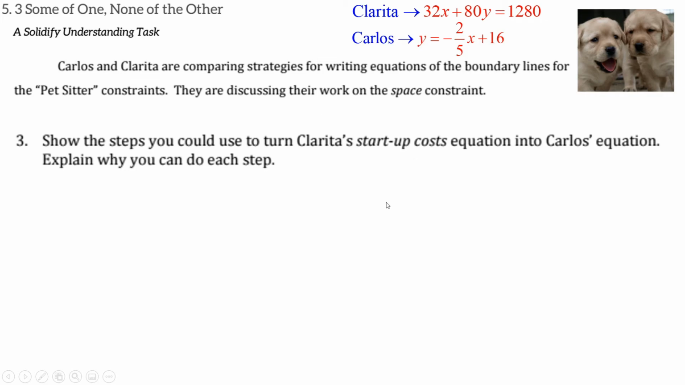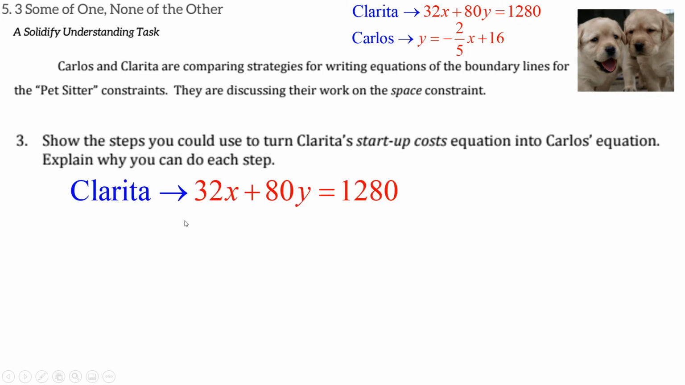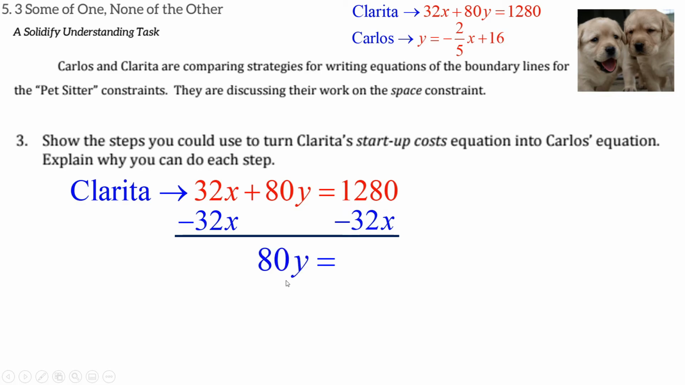So we're going to take Clarita's equation, 32x plus 80y equals 1,280. This is standard form right here. A is 32, B is 80, and C is 1,280. And if we solve for y, that would put this into slope-intercept form, and that should give us Carlos's equation. So we're just going to first subtract the 32x from both sides and rewrite. So we have 80y, and we cannot combine terms on the left, and I'm going to put the x term first here: negative 32x plus 1,280.